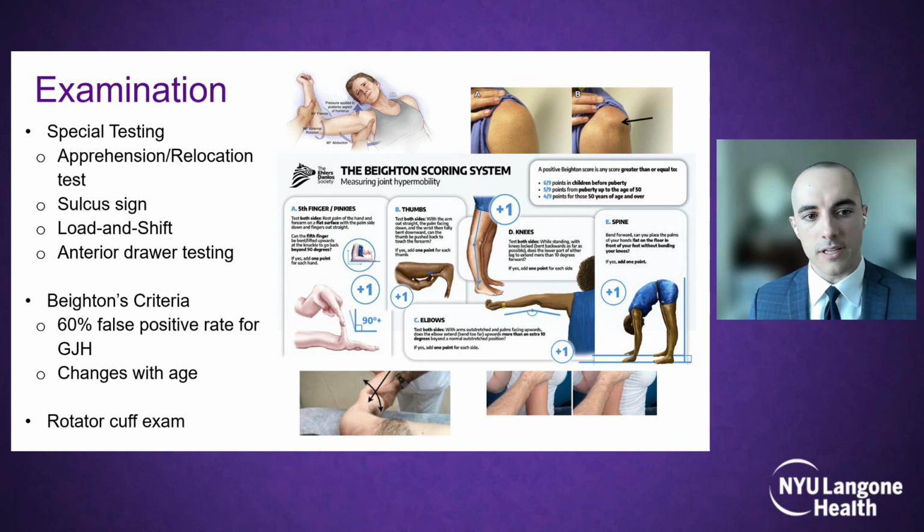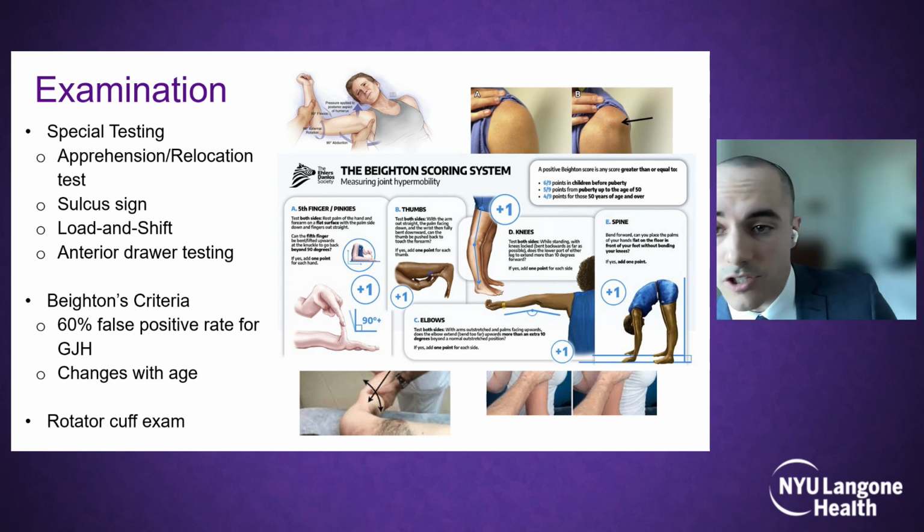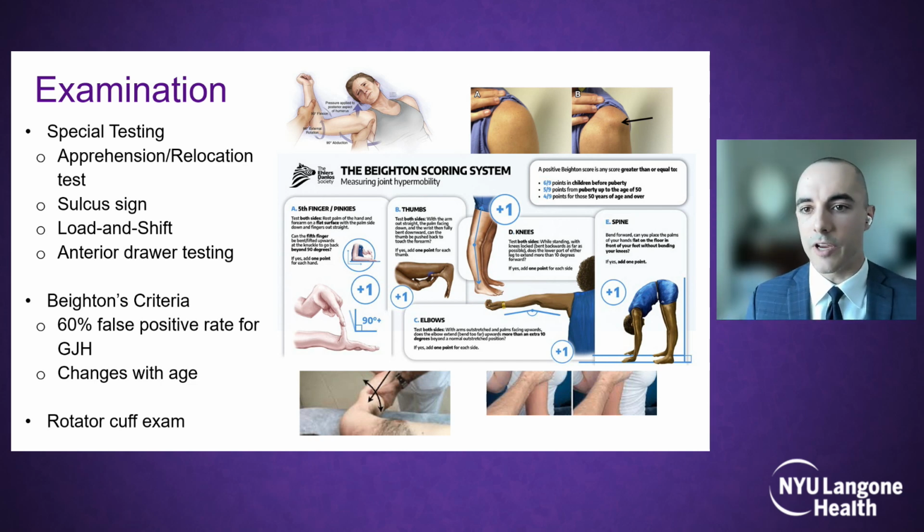And it's kind of a moving target because the number of points required to have a positive score changes with age. It actually decreases over time with age, as you can expect a younger patient to be much more lax than a patient, say, over the age of 40 or 50 years old. And finally, it's important to do a thorough rotator cuff exam, as rotator cuff tears can occur with glenohumeral dislocation.